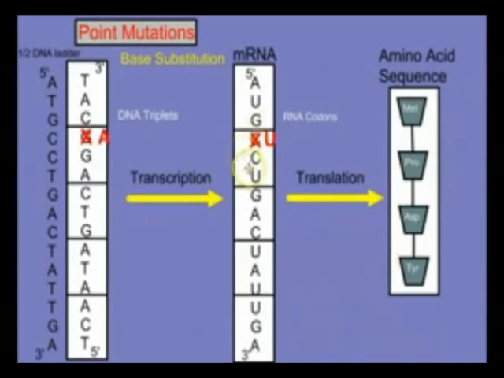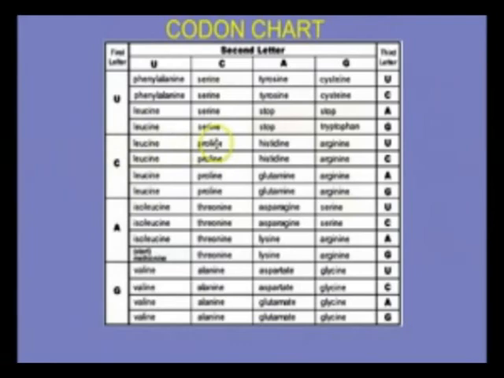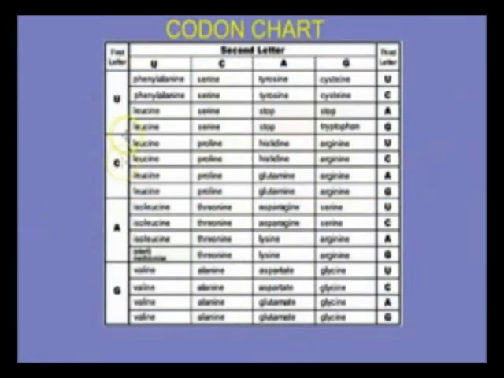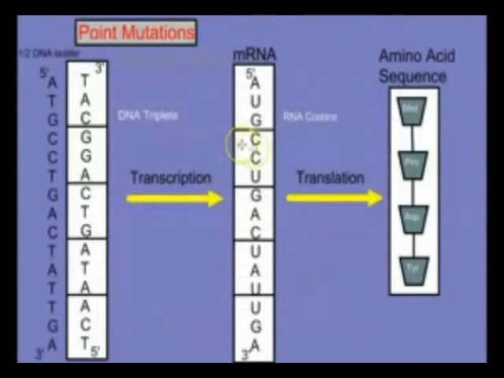The original codon CCU codes for proline. If you look at the codon chart, that is CCU, proline. But if we change that code, we change G to A, which changes C to a U, then the codon becomes UCU, no longer codes for proline. In fact, it codes for serine. UCU, serine. So that single point mutation changes the amino acid sequence we have.